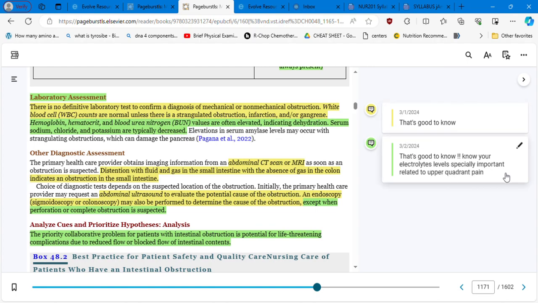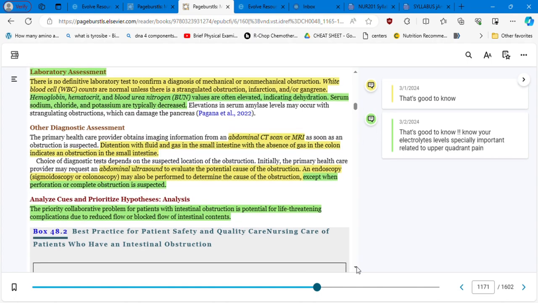Know your electrolyte levels, especially important related to the upper quadrant pain. That's good to know, okay? Okay. In general, even your white blood cell count and know your levels of BUN and all that.